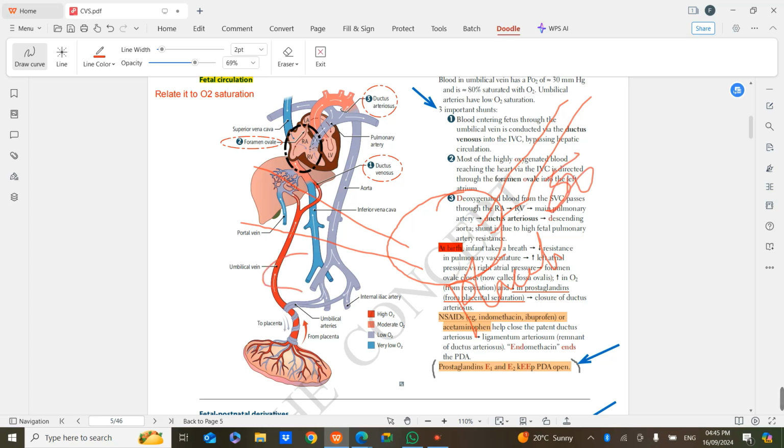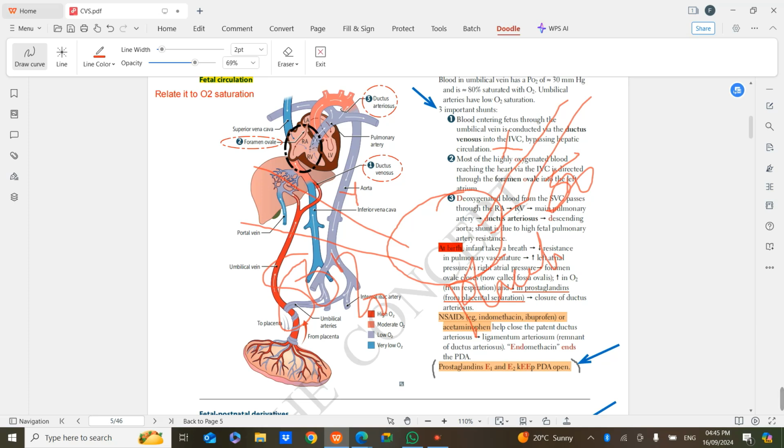The oxygen saturation here is 80%. Now, I want you to get the gist here. They may label this one as X, they may label this one as Y. They just ask you what is X, what is Y. If you are not very careful, you will miss that question.